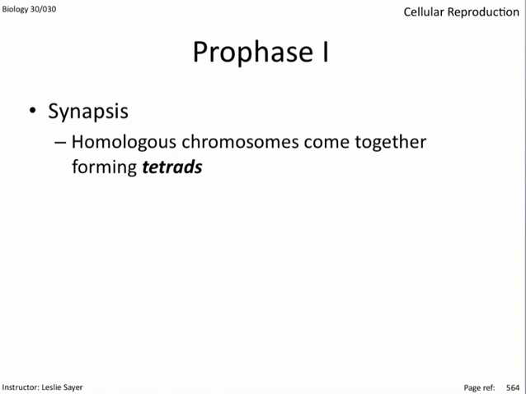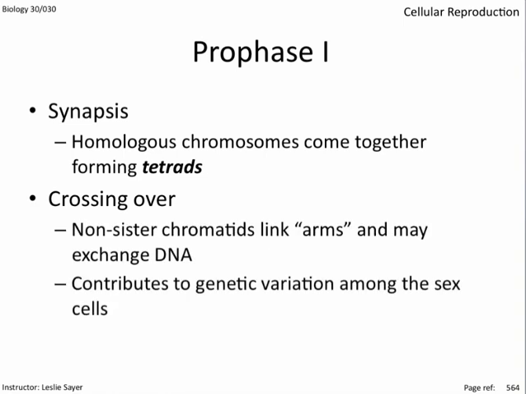Then synapsis occurs. Homologous chromosomes pair up. Even the X and the Y pair up due to a region of homology between the two chromosomes. The 4 chromatids together are collectively known as a tetrad. So crossing over occurs when 2 homologous chromosomes align together and link arms. Non-sister chromatids link arms and may exchange DNA, and this contributes to genetic variation among the sex cells.